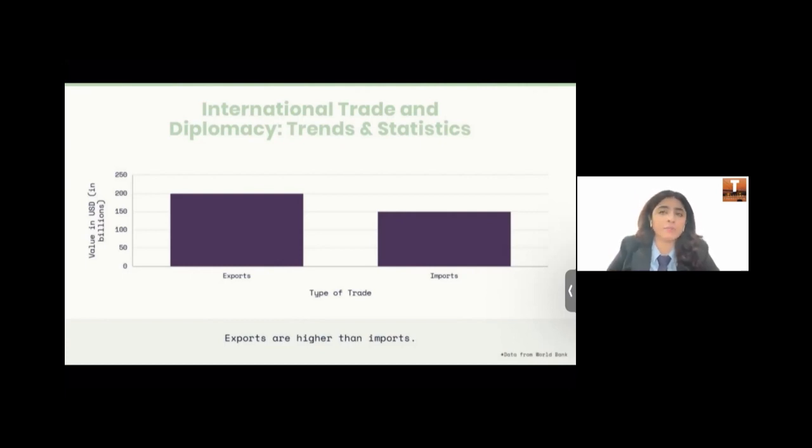Next and last comes sustainable trade. There is a growing emphasis on sustainable trade practices. Governments, businesses, and consumers are slowly recognizing the importance of environmental and social responsibility in international trade. Initiatives such as the United Nations Sustainable Development Goals, the SDGs, and the Paris Agreement on Climate Change are driving efforts to promote sustainable trade.